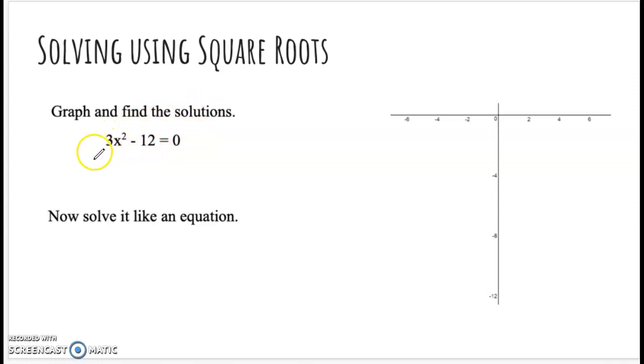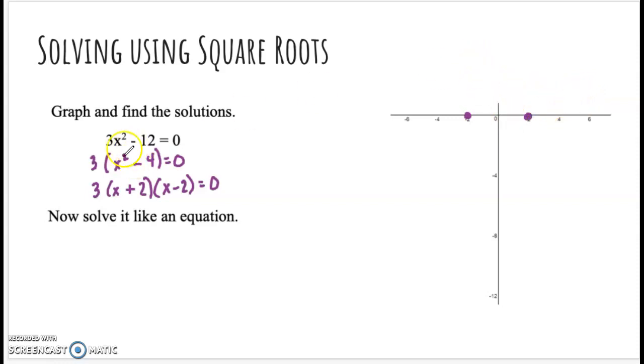I could pull a 3 out, and I'm left with x squared minus 4. And I see that that's a difference of two perfect squares. So I have x plus 2, x minus 2. If I'm just sketching my graph, I'm not being exactly precise, but I know x plus 2 is going to give me a root right there at -2, and x minus 2 is going to give me a root right there at +2.